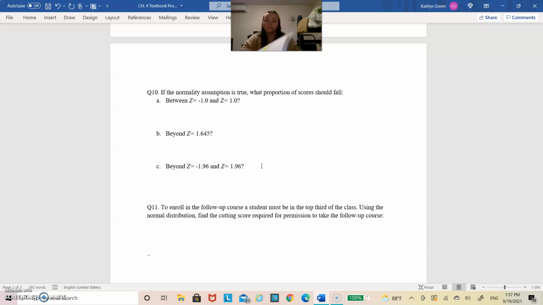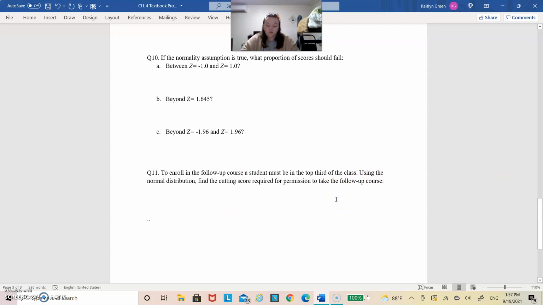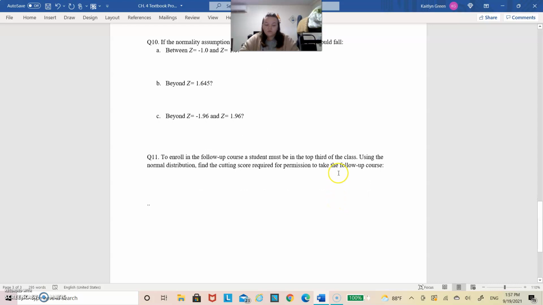And then finally, question 11 asks, to enroll in the follow-up course, a student must be in the top third of the class. Using normal distribution, find the cutting scores required for permission to take the follow-up course. So to do this question, I use the equation x equals sz, or s multiplied by z, plus x bar, or the average.